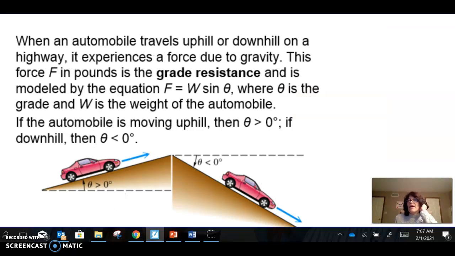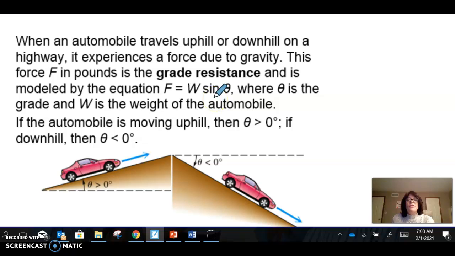The application that is used a lot with inverse cosine or inverse sine is right here, force of an automobile. The force in pounds is something called the grade resistance. It's the force due to gravity on a car when it goes uphill or downhill, and that's something that a trig function models. So we have force equals W sine theta. Theta is the grade, or in other words, the angle either that I'm going up or the angle from the horizontal that I'm going down.